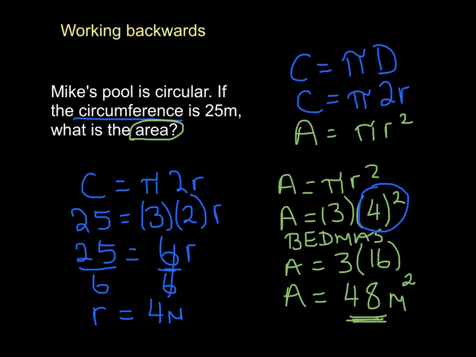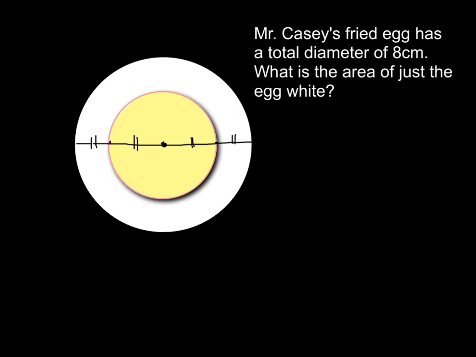All right, next one. We're going to do another problem here. It's working backwards, a little bit trickier, but we're going to go through it slowly. So we'll look, Mr. Casey's fried egg has a total diameter of 8 centimeters. What is the area of just the egg white? So we have a few things here, and we have to figure out what are we asked to get again. So what are we given? We're given the actual diameter of the total egg, and that's 8 centimeters. What we're looking for is the area of just the egg white. So that's an important part, just the egg white.